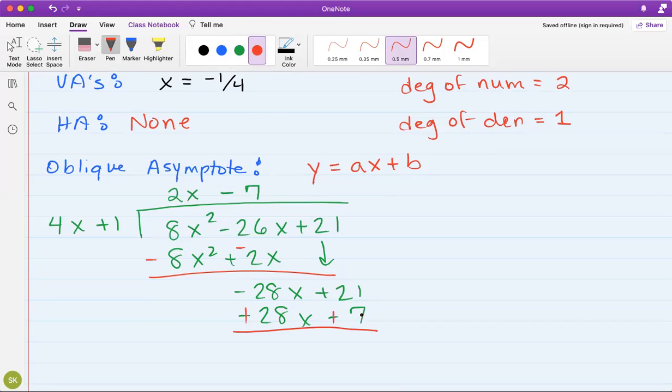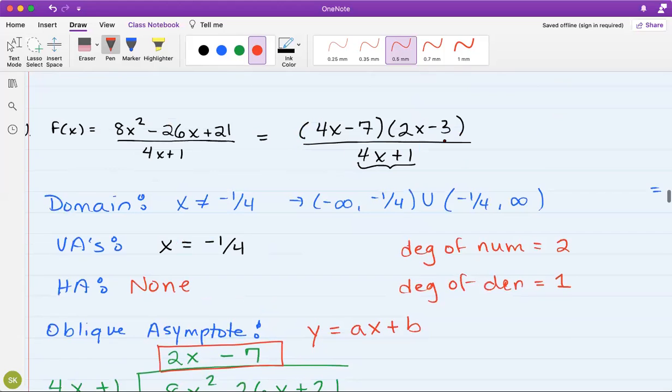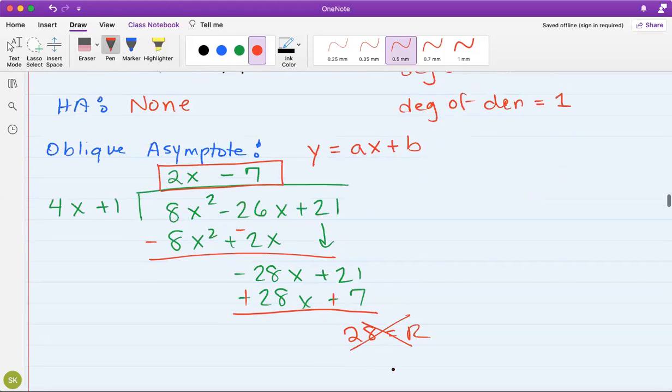And notice that we're going to get a remainder here. This will be 28. That's our remainder. And I'm just going to ignore that because what I'm looking for is this piece here. Now, 4x plus 1 doesn't go completely into this polynomial, again, because it's not a factor. You can see it's not a factor up here. So we get a remainder. But for the oblique asymptote, we don't care about the remainder. So this a is 2 and this b is negative 7. So the oblique asymptote is the line y is equal to 2x minus 7.